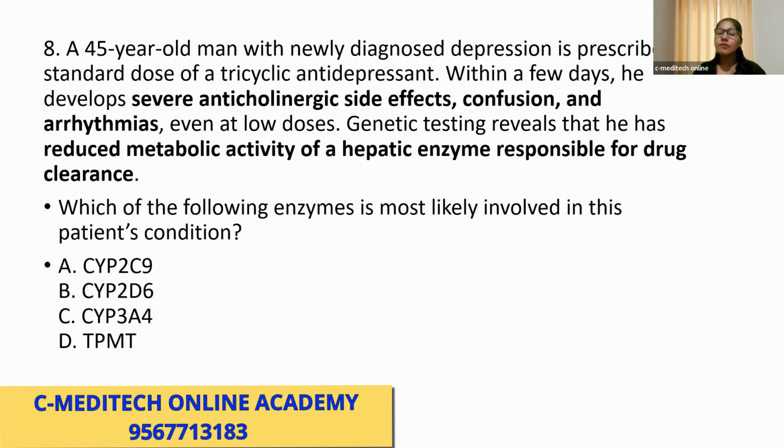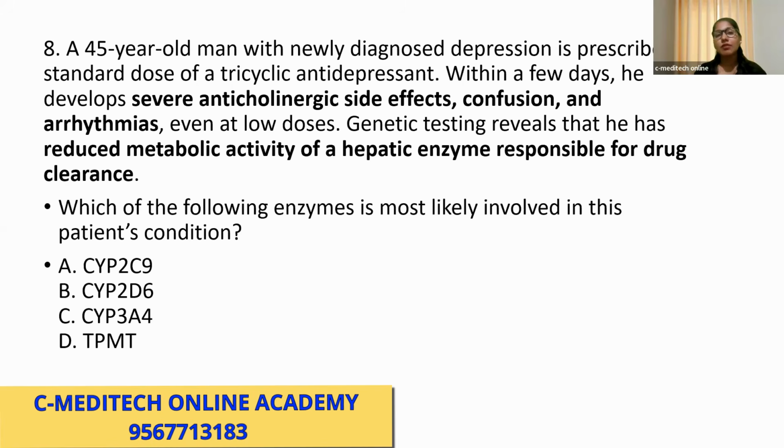Okay, so this is a question from the Pharmacogenomics section. In this case, it is given that the 45-year-old man is diagnosed with depression and is given a tricyclic antidepressant. Normally, tricyclic antidepressants are metabolized by the enzyme known as CYP2D6. So here, there is a deficiency of this hepatic enzyme, CYP2D6, responsible for symptoms like anticholinergic side effects, confusion and arrhythmia. In poor metabolizers, the enzyme level will be extremely low.